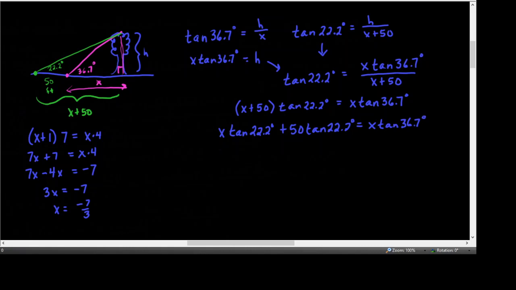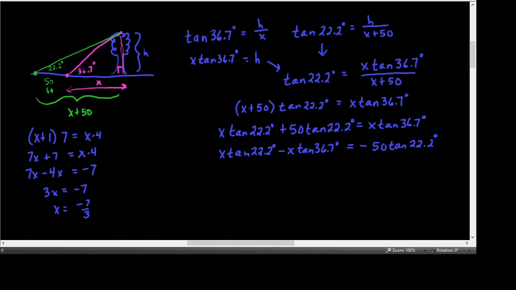Then I'm going to get all the x things on one side. So the x tangent of 22.2 degrees is already there, so I'm going to leave it alone. Minus the x times tangent of 36.7 degrees. And the 50 tangent of 22.2 degrees doesn't have an x on it, so I'm going to subtract it from both sides to move it over to the other side. See how this parallels what we did over there to the left.